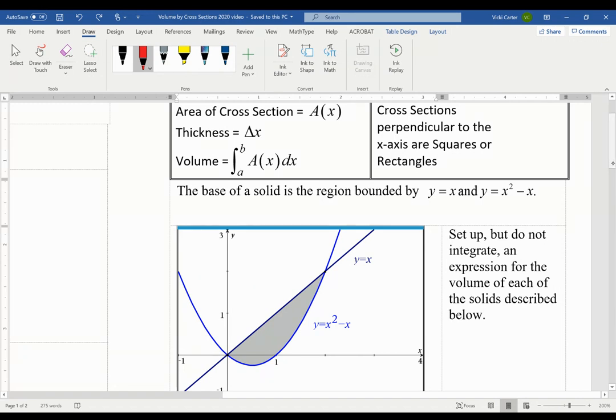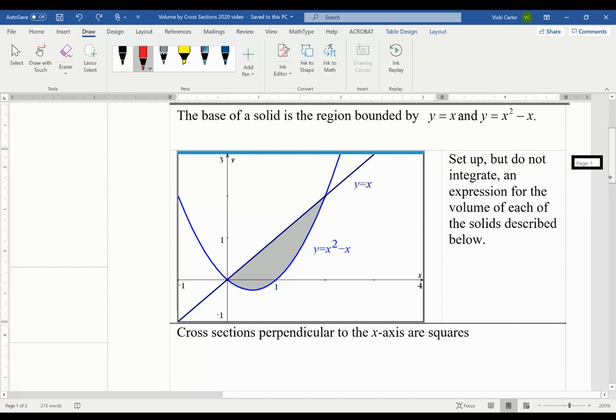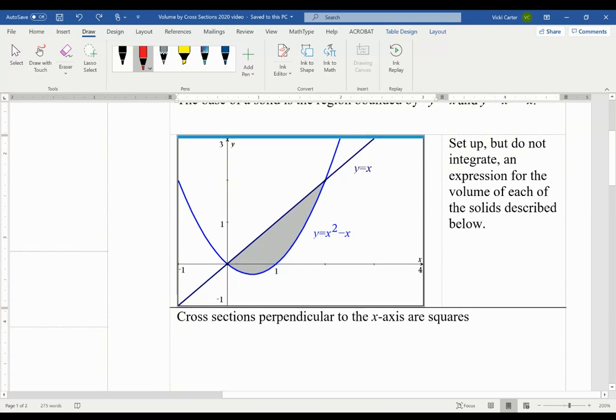We have the base of a region. The base of a solid is the region bounded by y equals x and y equals x squared minus x. So you see your region here. This is very similar to maybe something that would be describing an area problem, but we're not doing an area problem. This is the flat bottom side of a 3-dimensional object. So just think of it sitting up from your desktop or from this image upward. And what we're going to do is slice that 3-dimensional object, and each slice in this first example is going to be a square.